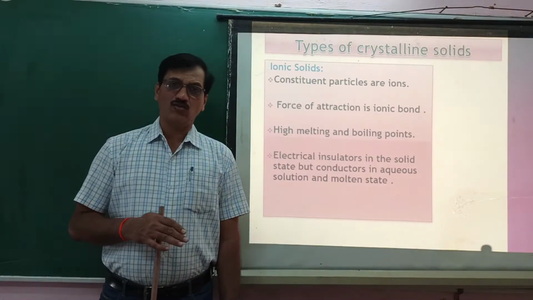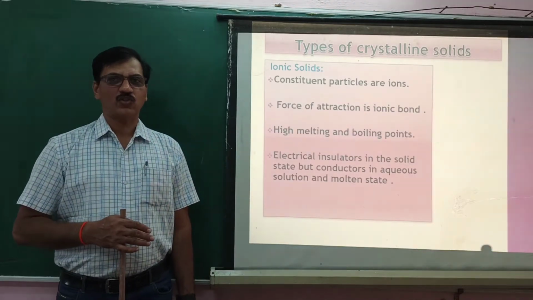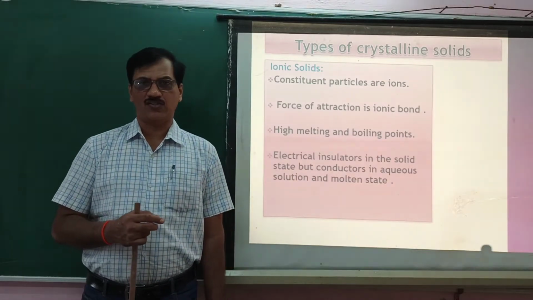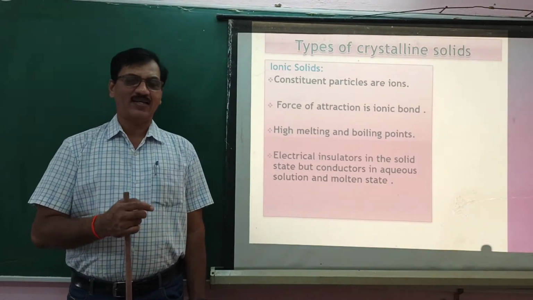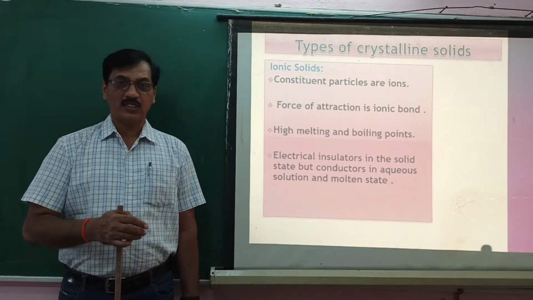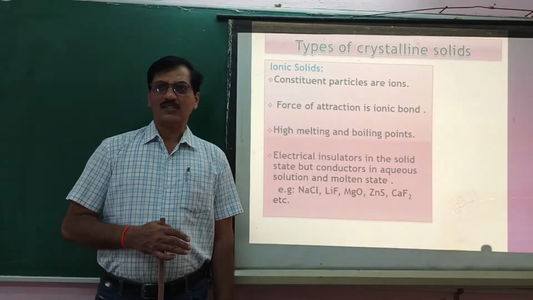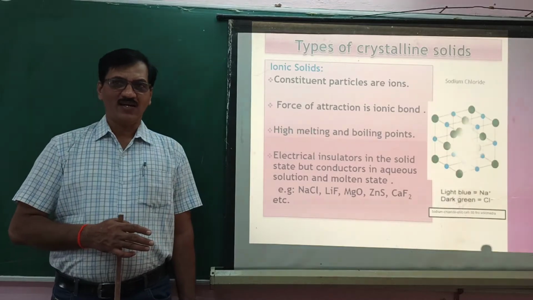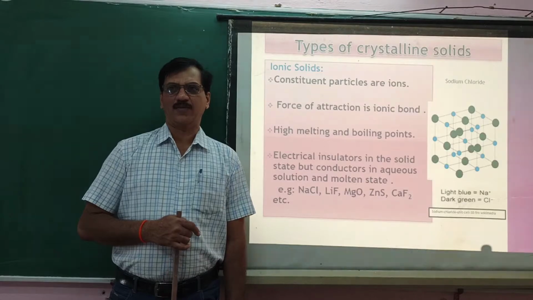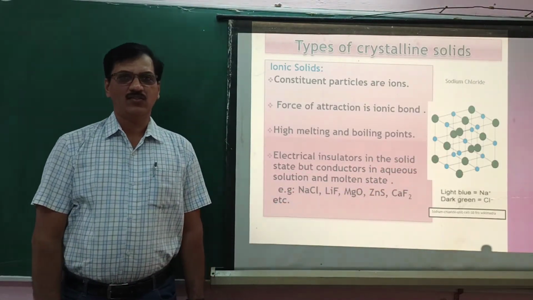They are electrical insulators in the solid state, but they are conductors in aqueous solution or molten state. It is because of the rigidity of ions. Once they are in the solid state, they cannot move, therefore they are not conducting. But in the molten or aqueous state, they show mobility and therefore they conduct electrical current. You can see how the constituent particles are arranged in sodium chloride.